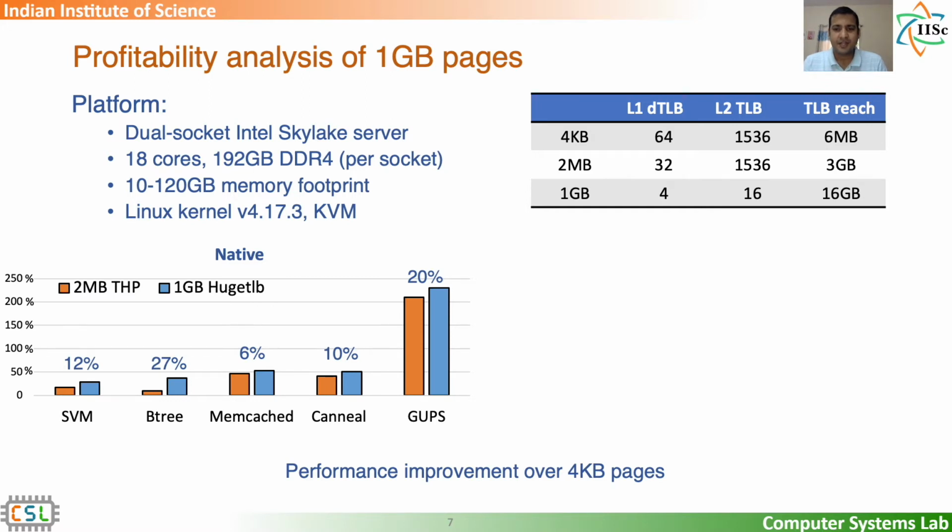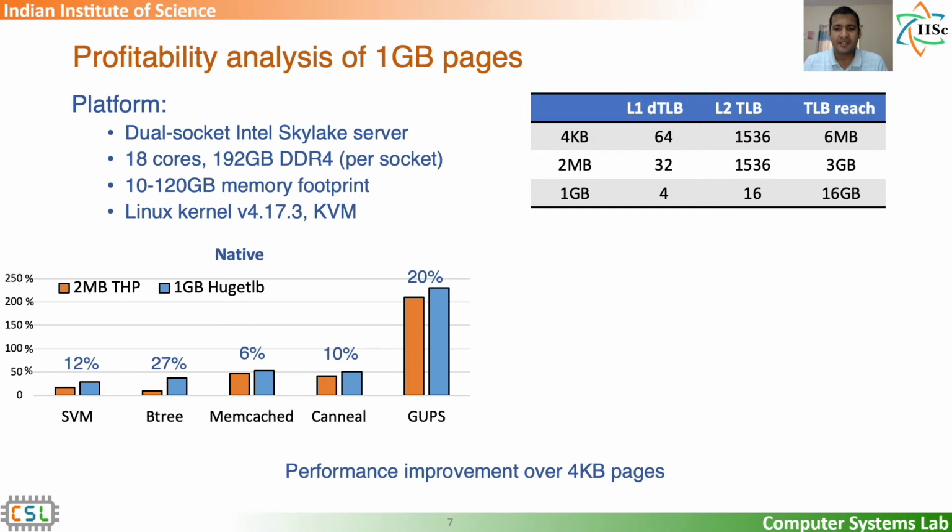The graph shows how much performance 2 MB and 1 GB pages improve over the baseline 4 KB pages. The numbers on top of the bars show the difference between 1 GB and 2 MB. The difference, as we can see, is quite substantial, as high as 27% in case of BTree.